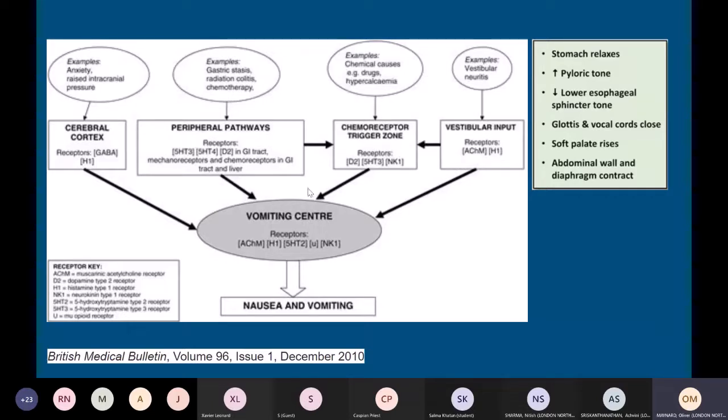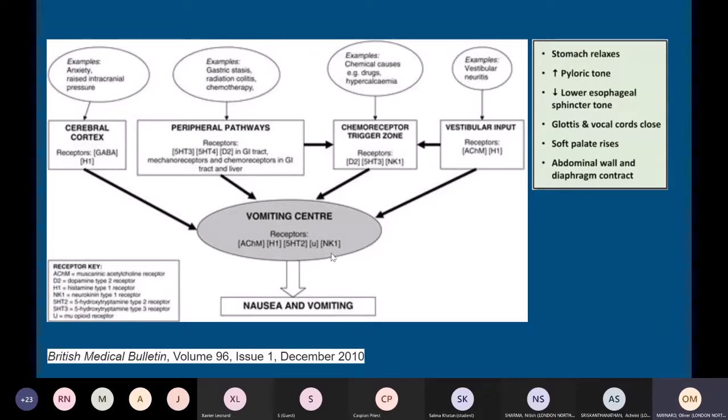Other inputs to the vomiting center include peripheral pathways. So this might be from the gastrointestinal system through the vagus nerve, also through the vestibular system, through the vestibular nuclei, which then eventually feeds into the vomiting center. And then you also have those higher cognitive processes in the cerebral cortex, stuff like anxiety, which can all lead into the vomiting center. And then if the threshold is met, it will cause a vomiting response.